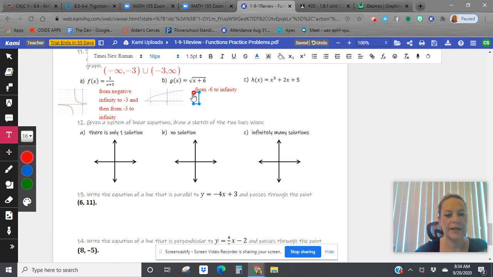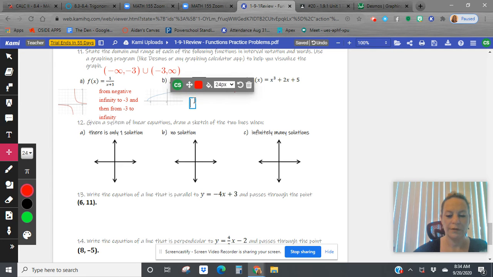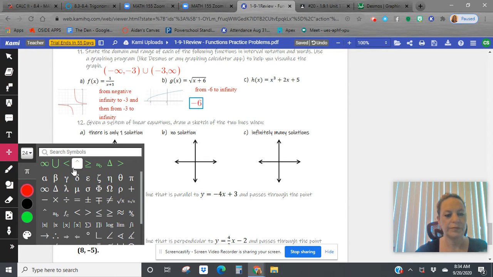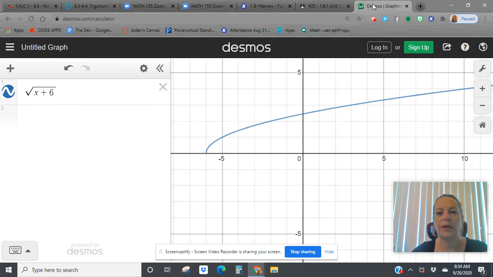And so we can say in interval notation from -6. This time it's included, to infinity. So we're going to say infinity is always an open bracket. This -6 is included this time, so use that closed bracket. Now the range of this one goes from 0 and then up forever. So we'd say from 0 to infinity.